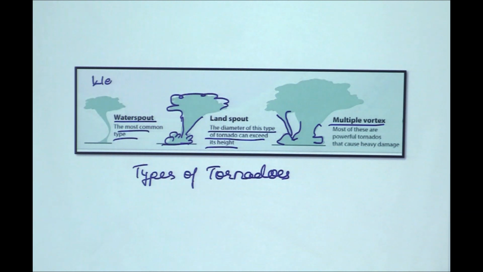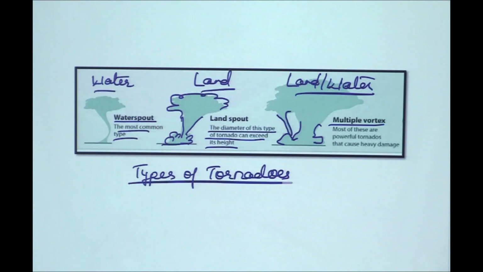Tornado developed on water surface, tornado developed on land, and tornado which can develop both over land and water, however has got more than one funnel cloud developing. That is how we demarcate types of tornado.